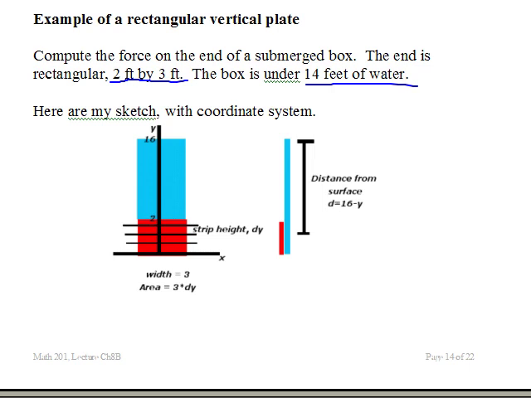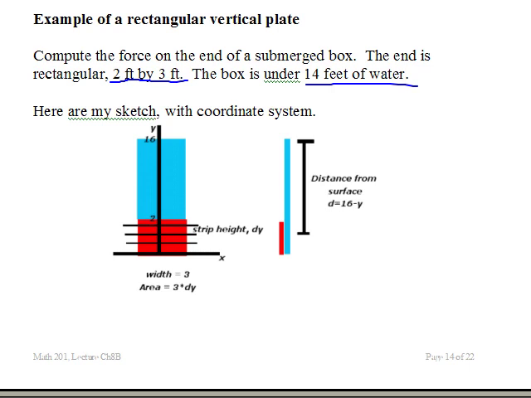So from the bottom of the box to the top of the water is 16 feet because the box is 2 feet high. So here's a picture of my box. That's in red. That's the end plate of the box I'm worried about, and I'm going from y equals 0 at the bottom of the box, y equals 2 at the top of the box, y equals 16 at the top of the water that's above the box. Now I'm not talking about this column of water that's directly above the box. Instead, what I'm really talking about is the column of the water next to the box.